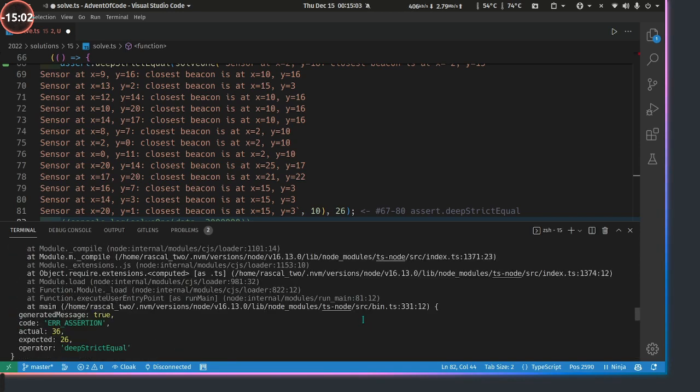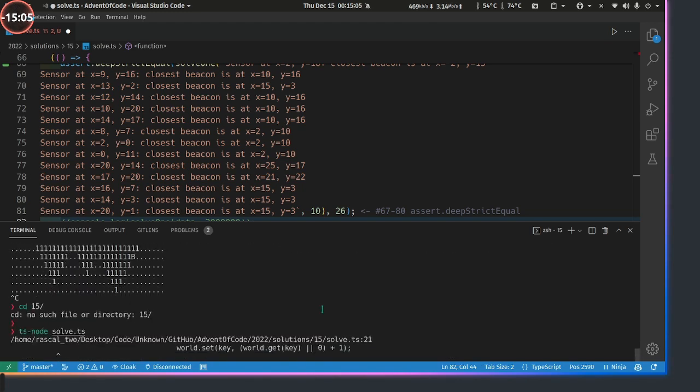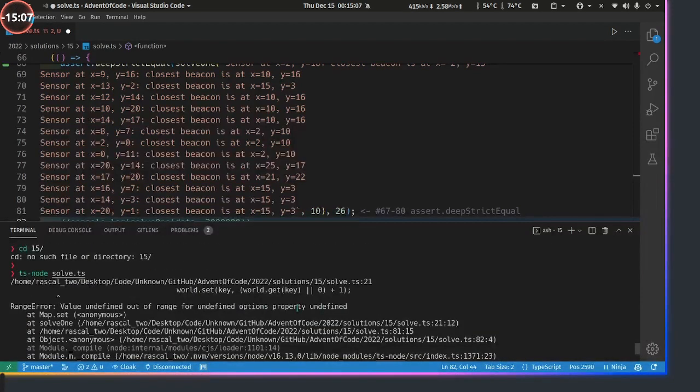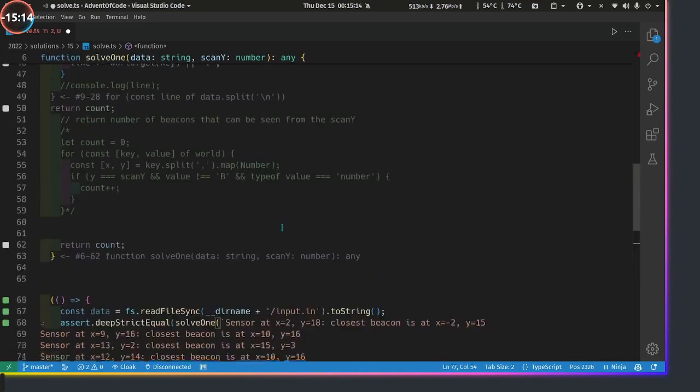Stupid terminal took away my terminal. Value undefined, out of range for undefined property. What does that even mean? Probably hit the limit of the map size, to be honest.